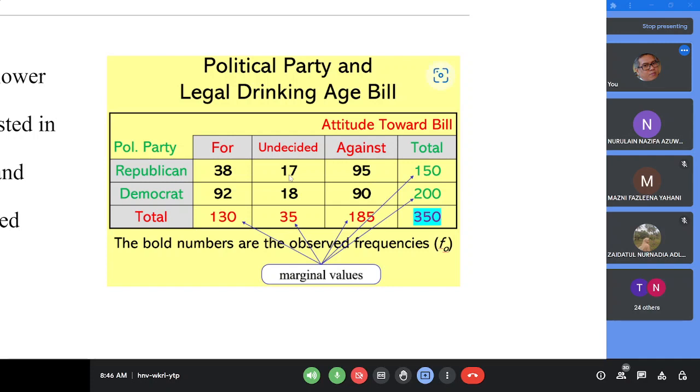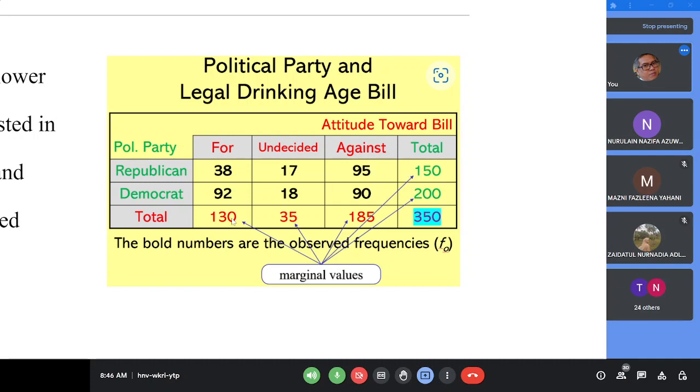And you can see that the row total, the one in black is what we call as the joint values ataupun joint classification. For example, the 38 refers to a Republican who said for, ni the sokong, who support for the legal drinking age bill to be set at 18 years old. Okay, so this is for the first joint classification.